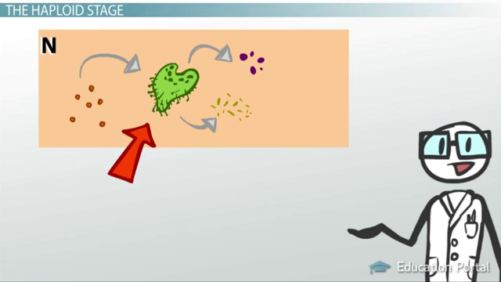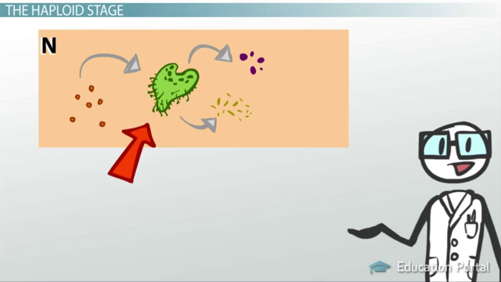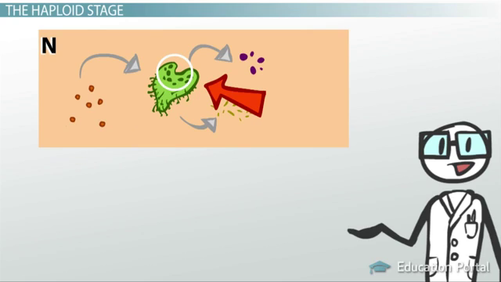Our diagram shows the male and female structures on the same gametophyte. This means that the fern gametophyte is bisexual because it contains both the male and female structures. The antheridia are located here, towards the tip of the heart-shaped leaf. The archegonia are located here, near the top of the gametophyte.